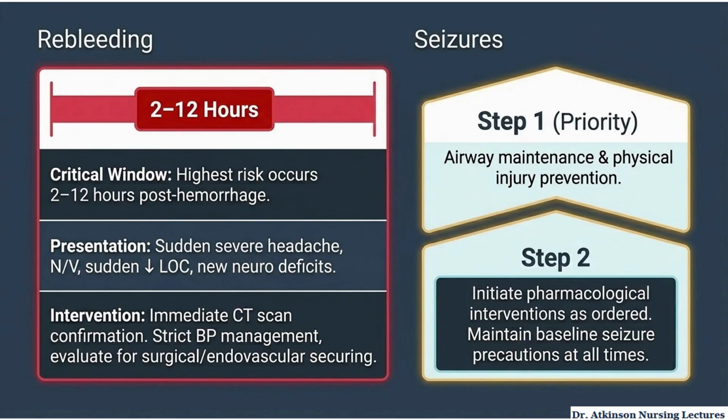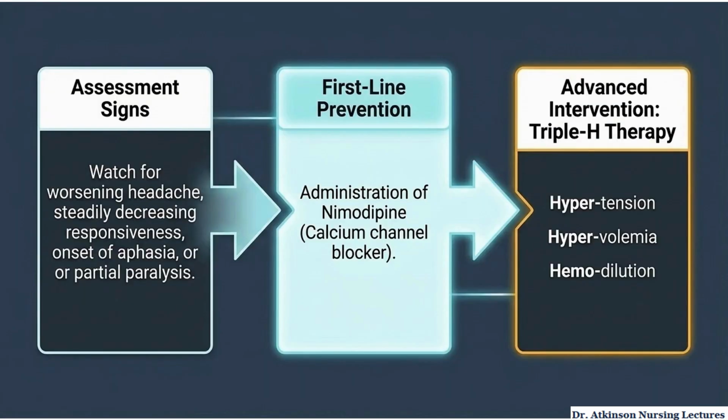And remember, even subtle twitching, staring spells, or sudden changes in responsiveness in neuro patients can sometimes represent seizure activity. Now let's talk about one of the most feared complications after subarachnoid hemorrhage, and that is vasospasm. Vasospasm usually develops several days after the initial bleed and can significantly reduce cerebral blood flow, leading to delayed cerebral ischemia or even another stroke-like injury.